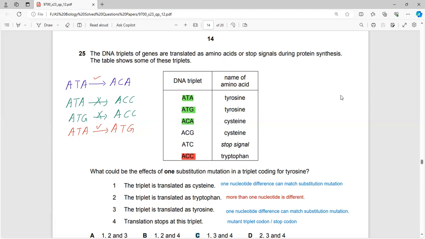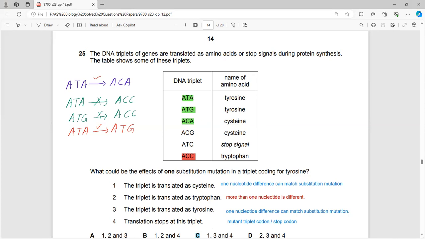Second, we have the triplet translated as tyrosine. This triplet can be translated as tyrosine. Why? Because in ATA, if you replace only the A with G, that will produce it. So that's why this is possible. What about translation stopping at this triplet codon? We're going to see that the stop signal is ATC, so the translation will stop.